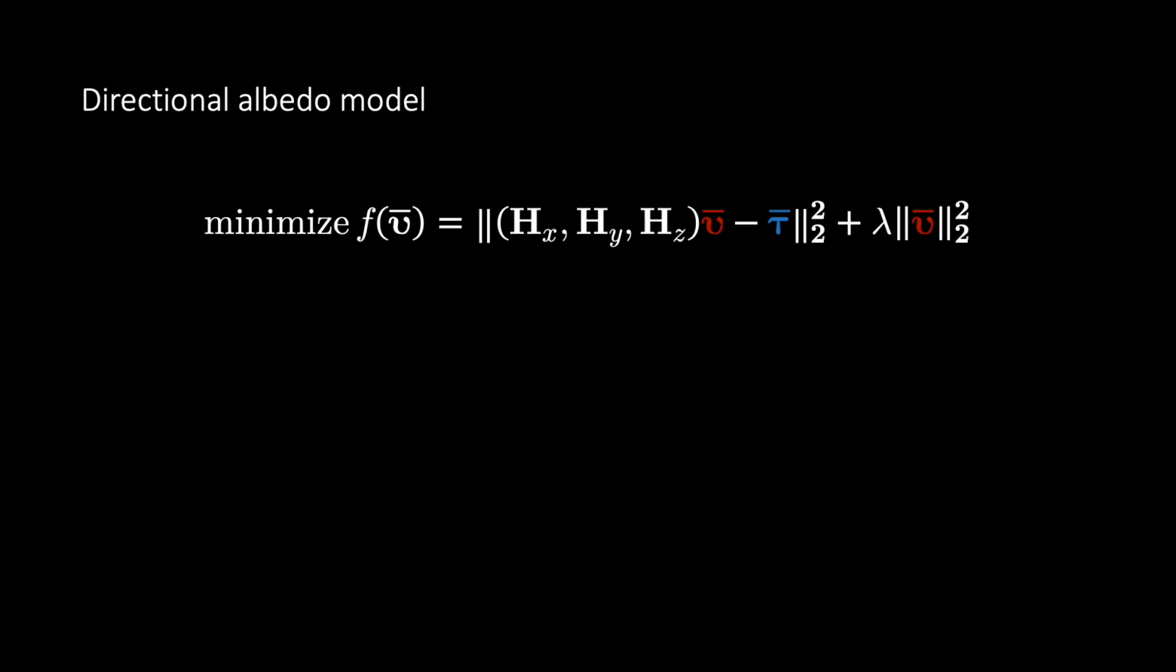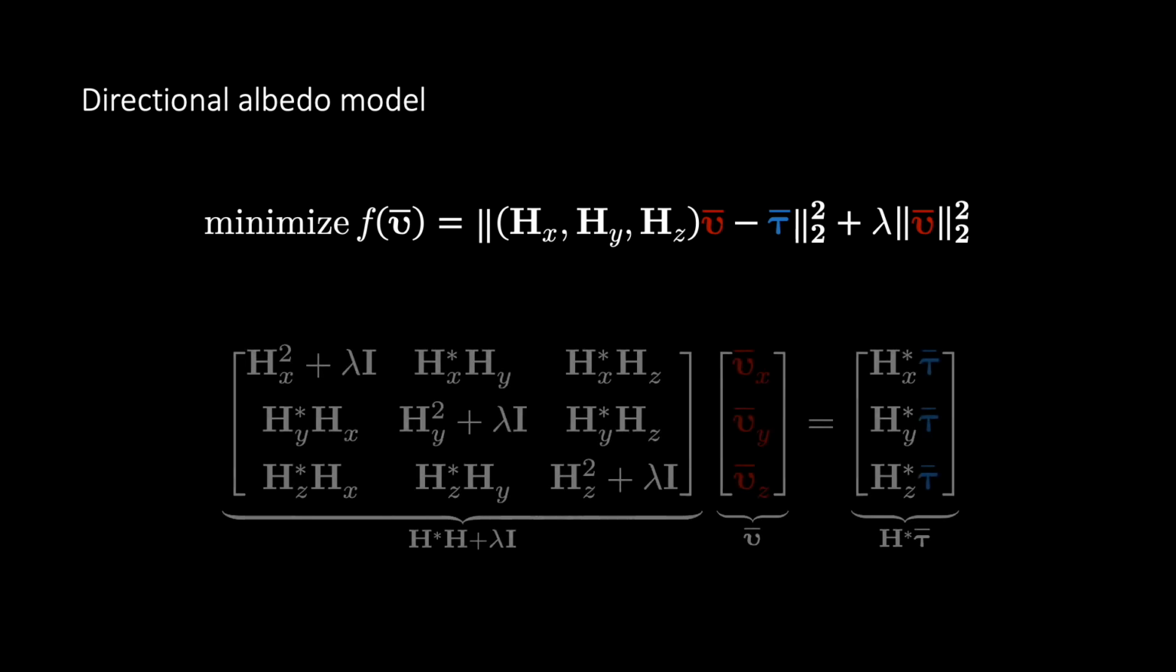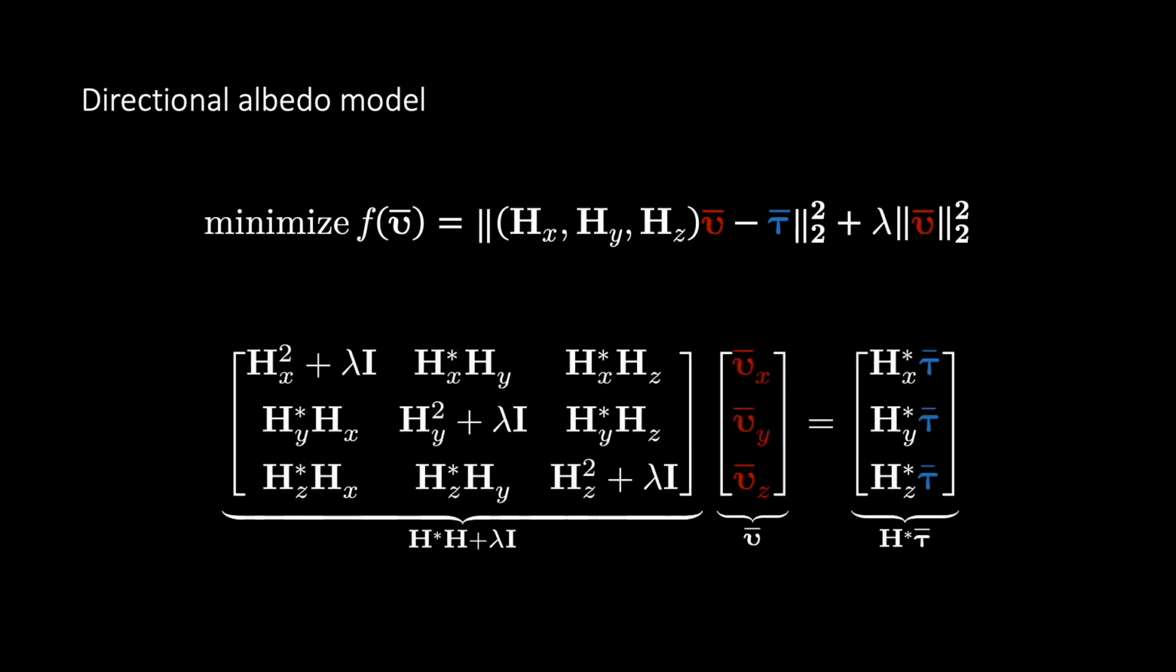Nevertheless, we can pose the recovery of directional albedos as a regularized least squares problem. The optimality conditions of this problem give us a 3x3 block system of equations, where each block is either a filter or a signal. Therefore, we can solve this system of equations using block Cholesky decomposition, performing the associated forward and backward substitutions by filtering the intermediate signals in the Fourier domain.